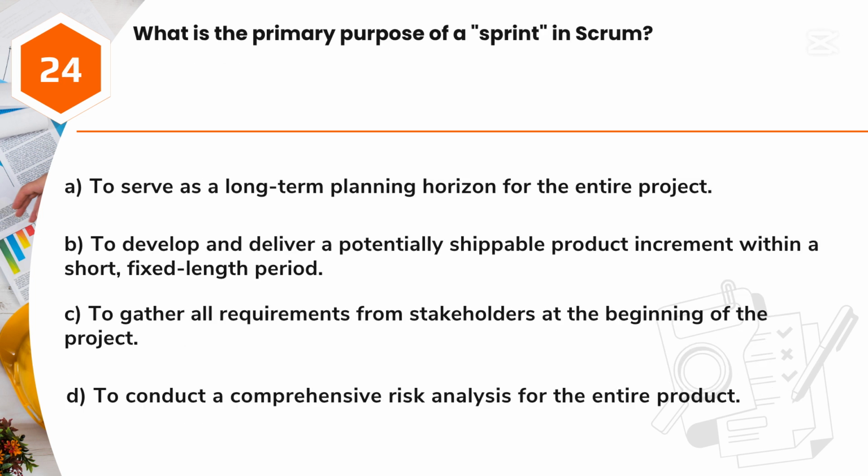Question 24. What is the primary purpose of a sprint in Scrum? A. To serve as a long-term planning horizon for the entire project. B. To develop and deliver a potentially shippable product increment within a short, fixed-length period. C. To gather all requirements from stakeholders at the beginning of the project. D. To conduct a comprehensive risk analysis for the entire product.